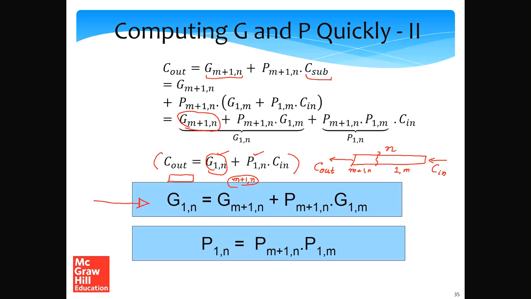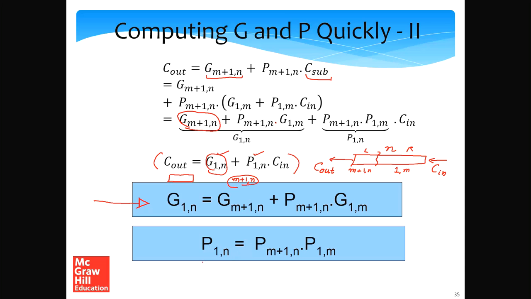So for the generate function of 1 to n bits, when will this n bit block actually generate a carry? Let's call this the left block and this the right block. It generates a carry when the left block is generating a carry, or the left block from m plus 1 to n is propagating a carry and the right block is generating a carry. In this case, the carry will be generated and will get propagated till the end.